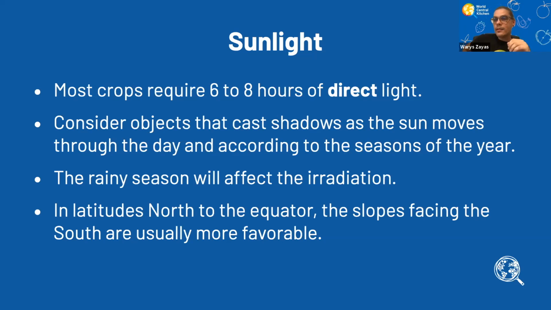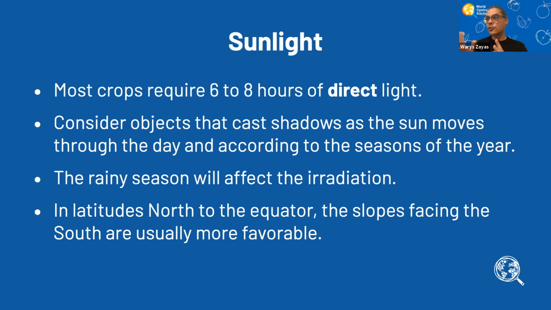In the next slide, I will be explaining more about the way the seasons of the year have an impact on shadow, because sometimes in summer you have plenty of sun, but then in winter some objects that don't cast shadow during the summer could be an obstacle for direct sunlight, right?